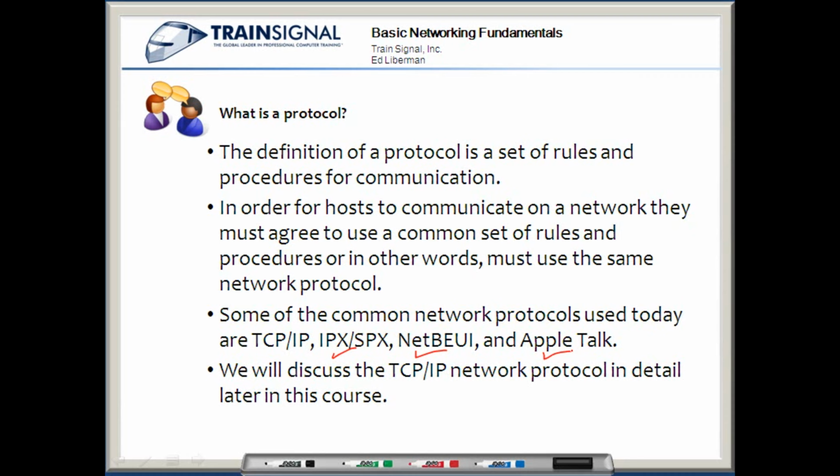TCP/IP, on the other hand, is what's known as an open standard protocol, meaning it is not owned by any one company and can be used freely by anybody. So for right now, if you're feeling at all confused, I'm going to keep it real simple. I just want you to know what a protocol is. It's a set of rules and procedures for communication. So when you hear that word, that's what it means.